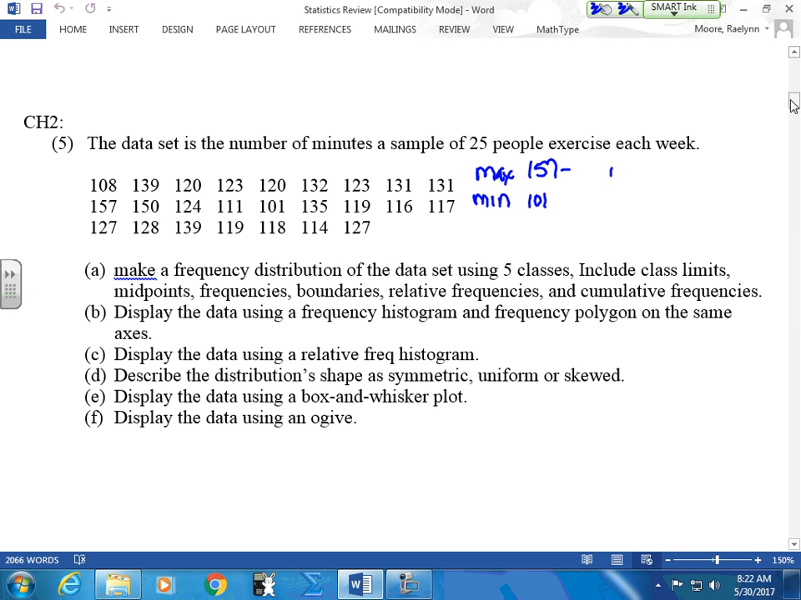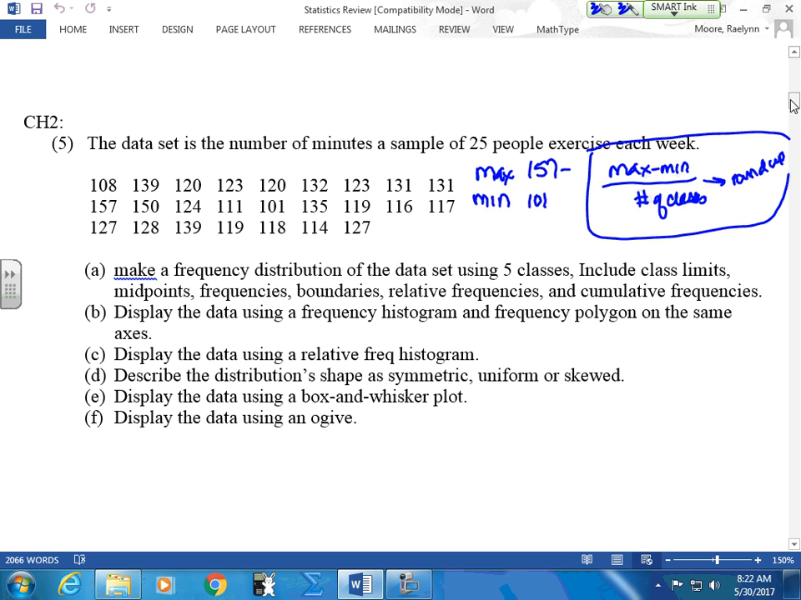So we did this. The max minus the min over the number of classes. And we always round up. Otherwise, you could be short in your table. This is how we start. This is called our class width.